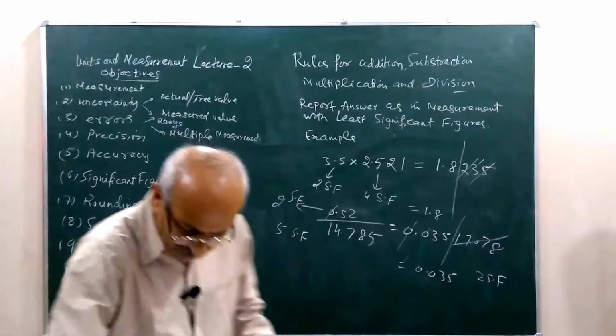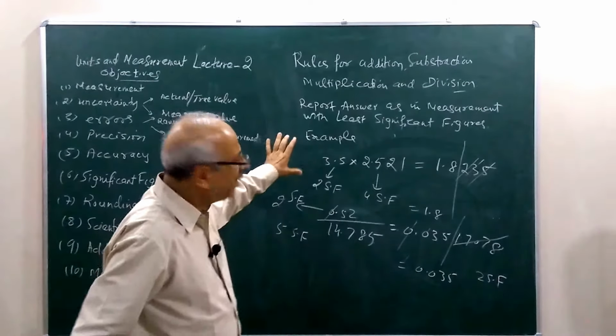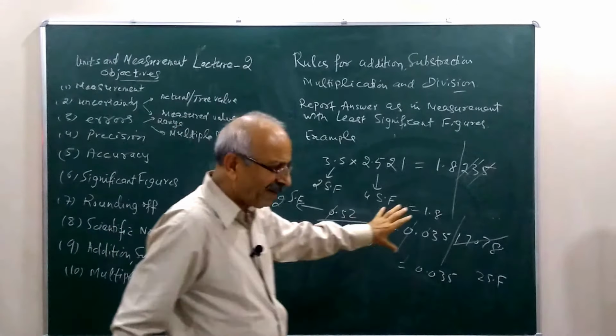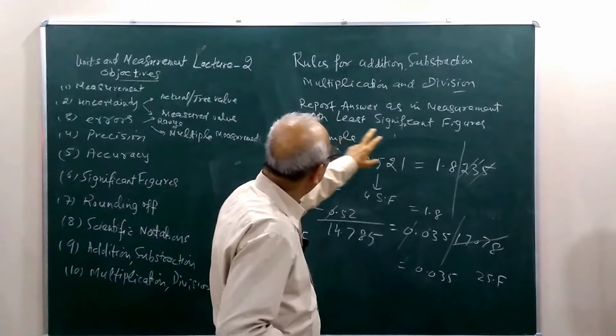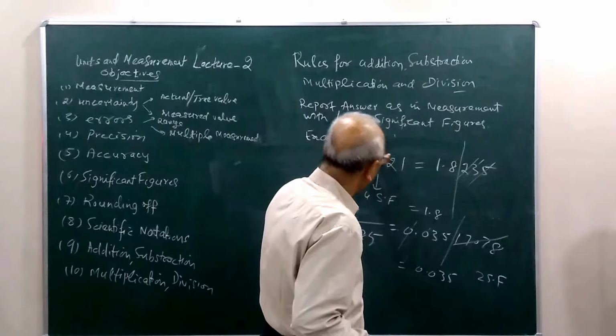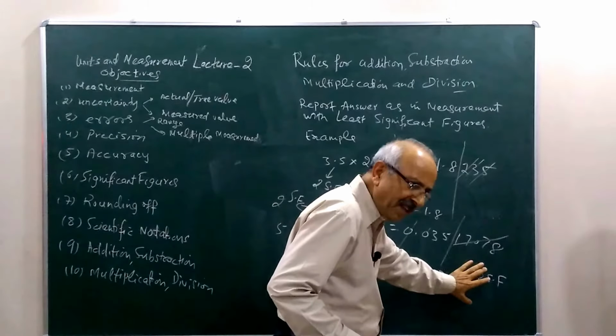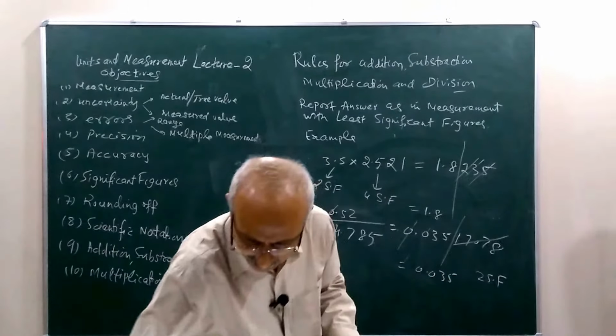Therefore, in division and multiplication, our rule is very simple: we will report our answer so that the measurement with the least significant figures decides the final answer, not more than that.